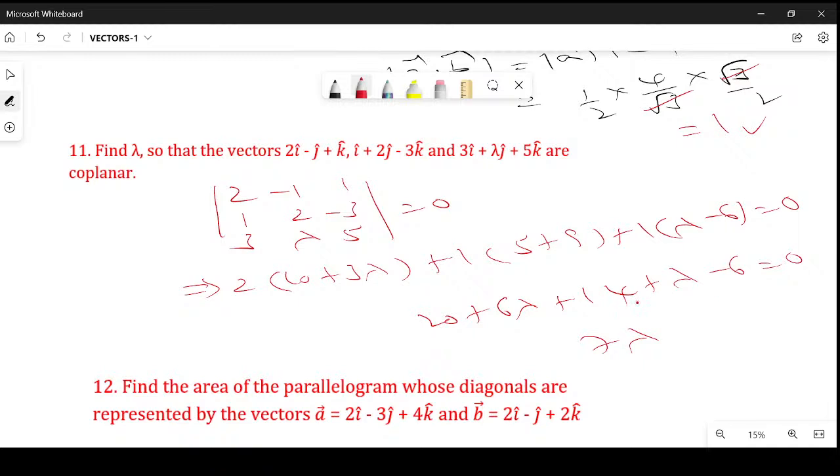So you can simplify this value. 14 minus 6 is 8, so 28. It comes to minus 28. Lambda equal to minus 4. We got lambda equal to minus 4. That will be our answer, right? Lambda equal to minus 4.